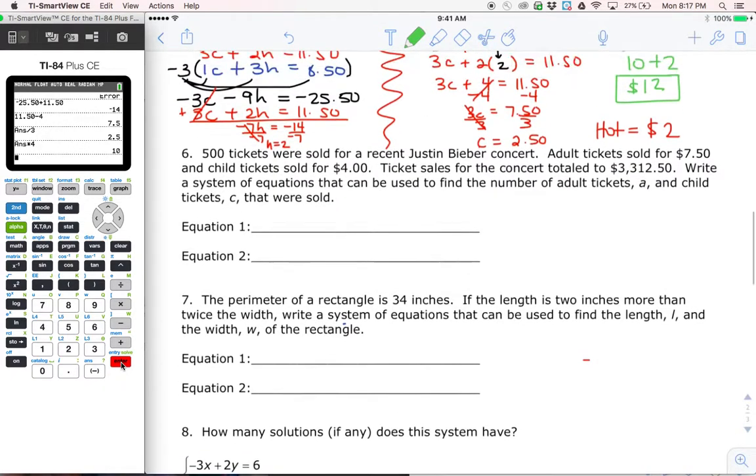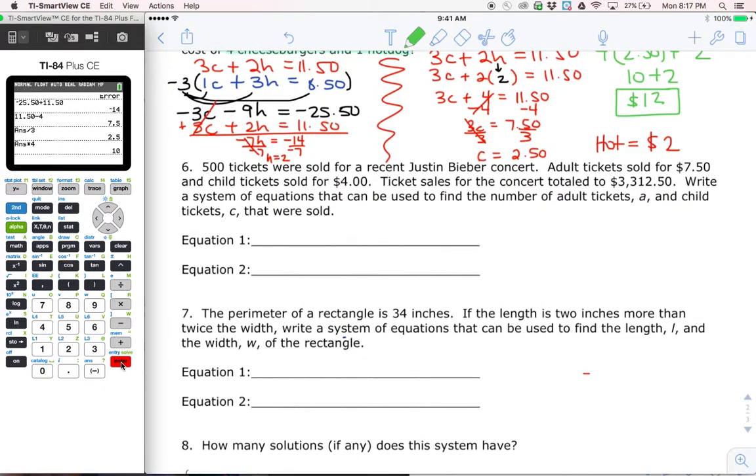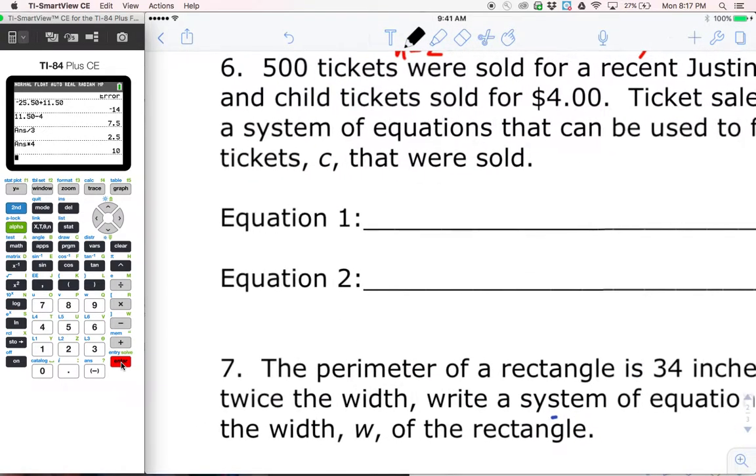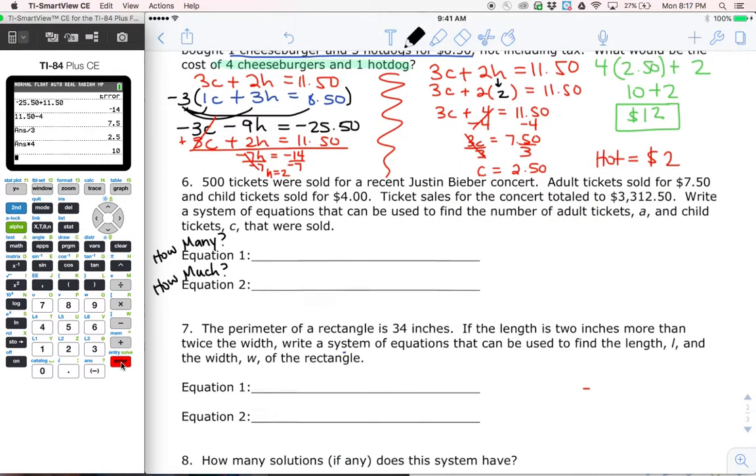All right, problem number 6, we're actually not solving anything, we're just writing a system. And this looks like we're dealing with money. So before I do anything else, I'm going to write myself a little hint. And over on the side, I'm going to write myself 2 questions. I'm going to say how many, and I'm going to say how much. I promise it's super helpful.